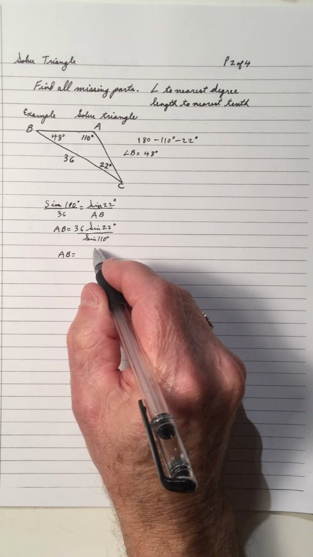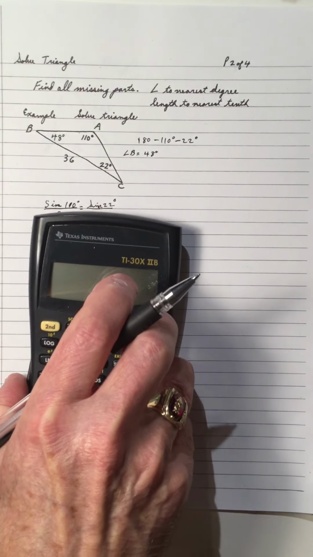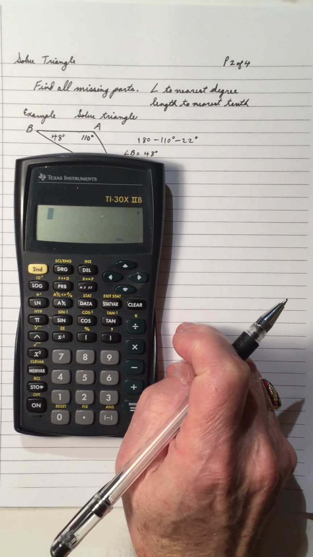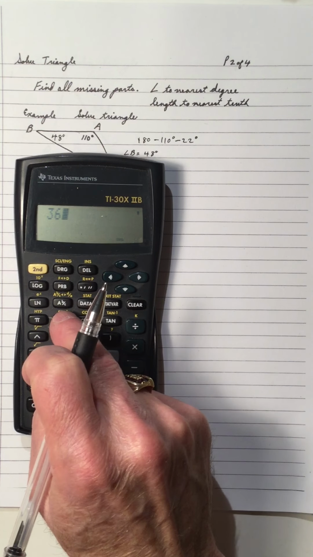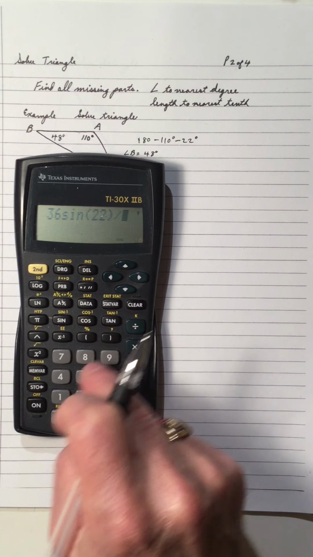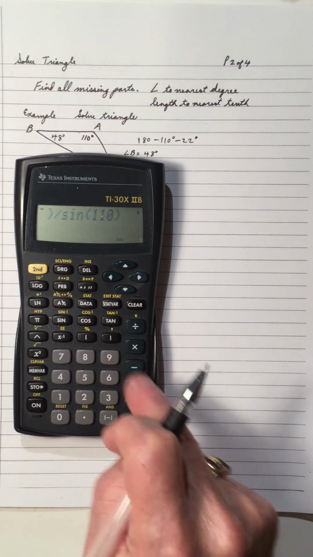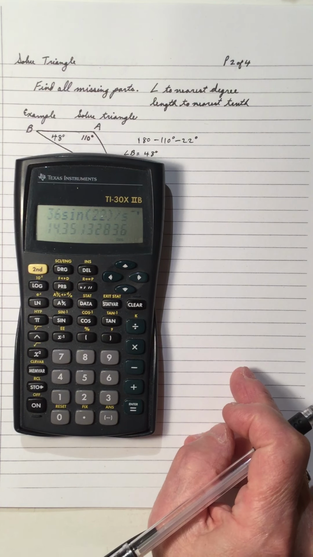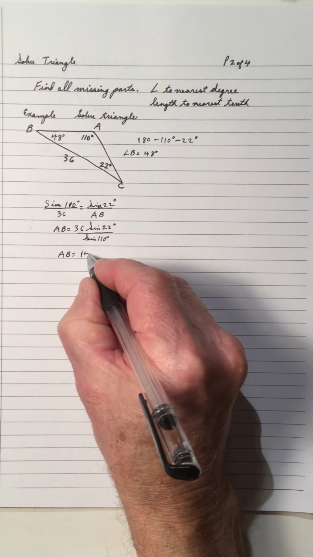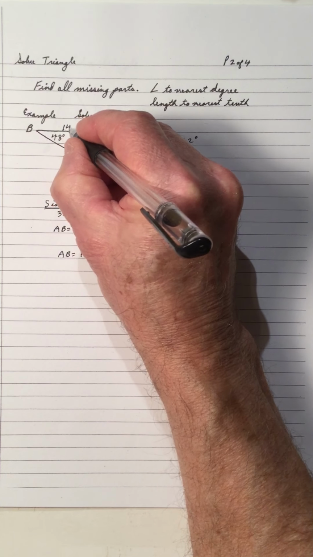You just have to be careful when you work that out. Here's the calculator. Turn on the calculator, and we have 36 sine 22 division sine 110. There it is, and we hit enter and we get 14.35. So the answer to the nearest tenth is 14.4. So we found AB to be 14.4.